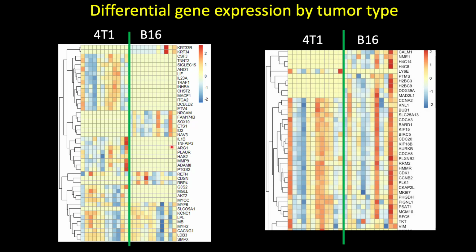The other type of heat map that we see is where there are a lot of common genes being expressed, but if you look at expression patterns, they are different between the two tumors. So for example here in this metabolic pathway, if you look at the last two columns on the right for the 4T1, we see that there is quite a bit of suppression from baseline, whereas if you look at the exact same genes in the B16 following sonication, there is substantial upregulation of those genes.